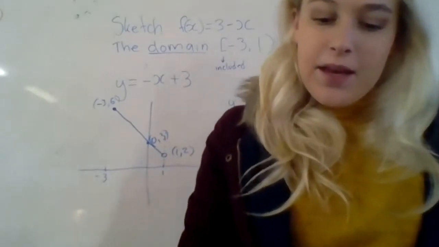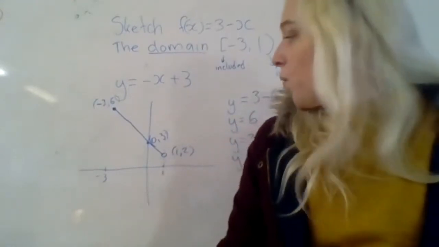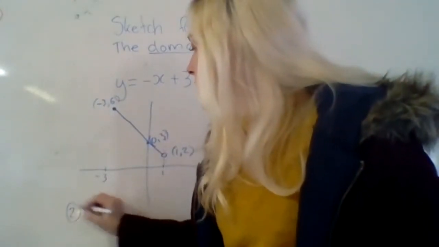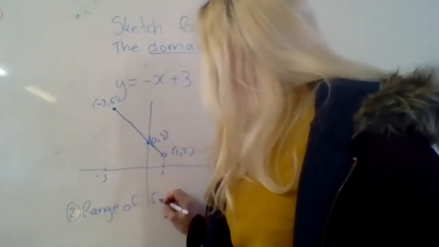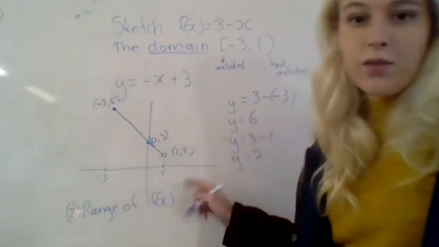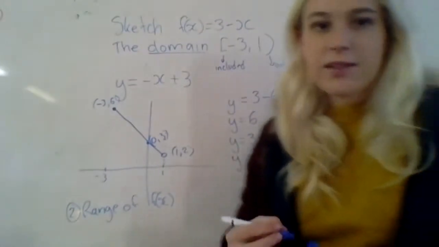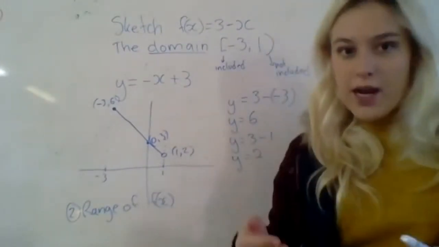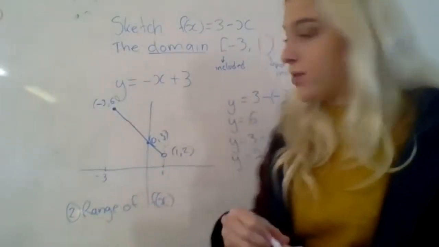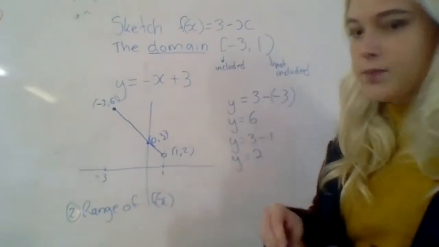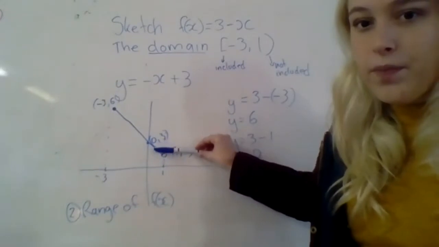Now that we've sketched our graph, which was the first question, our second question asks us, what is the range of f of x? Remember, f of x is just a way of saying what is the range of this graph here, because our graph is labeled f of x. The range, if we remember, is talking about our output values or our y values. So now we have to look. What y values does this graph go through?